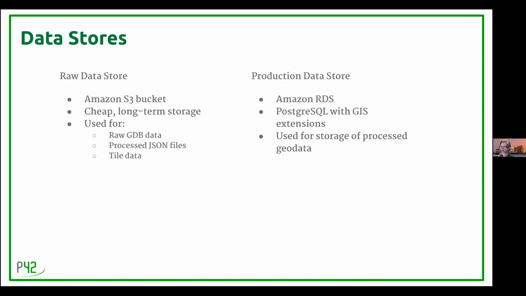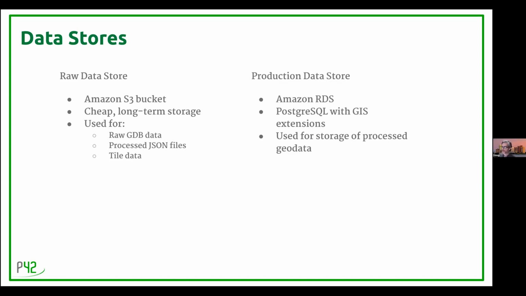We use it to store raw GDB data, the processed JSON files, so the files that our administrative backend tells our job engine to produce, so that we can provide all of those JSON files that the web application needs. Those are stored in S3. And finally, the tile data, prior to upload to Mapbox, is also stored in S3.